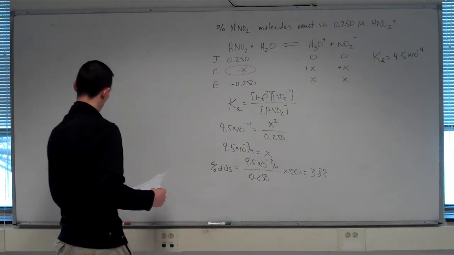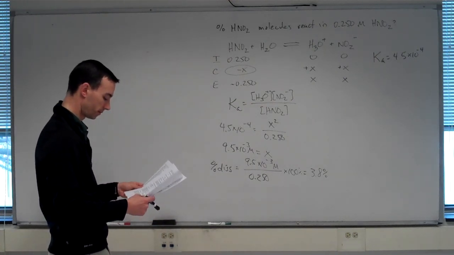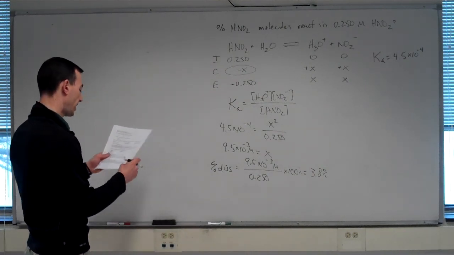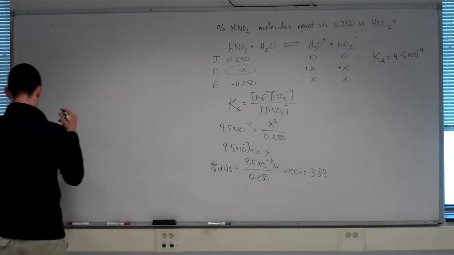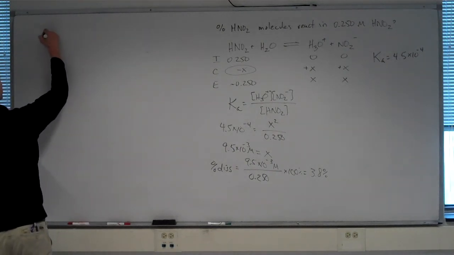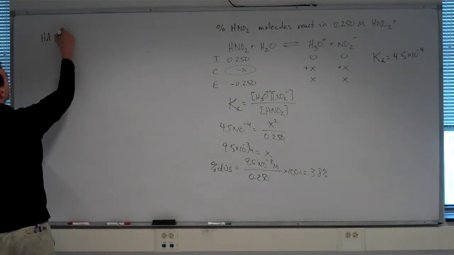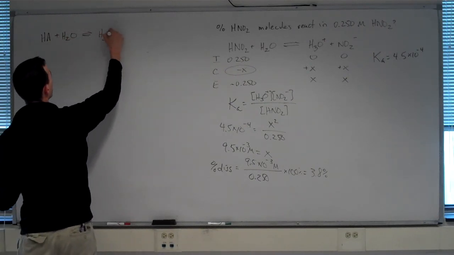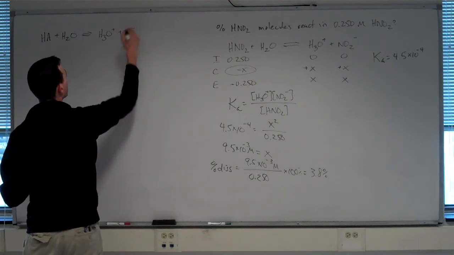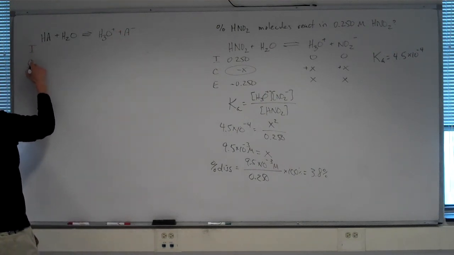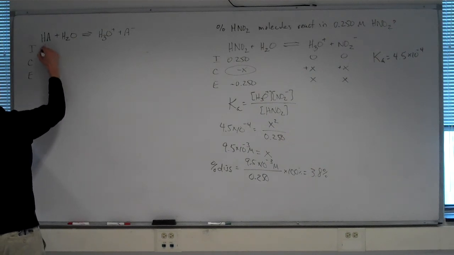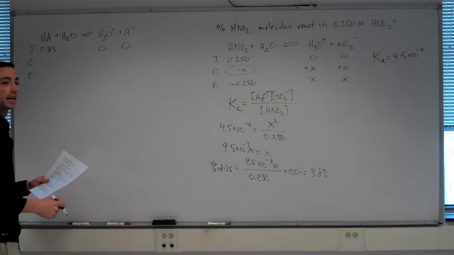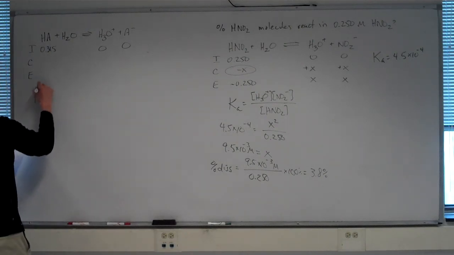Okay, one last problem to work on. We have a 0.315 molar solution of an unknown acid. We're given the pH, find the pKa. So we can represent an unknown acid as HA again, plus water, to give us H3O plus and A minus. We're told the 0.315 molar starting value here, and we're also told the pH.